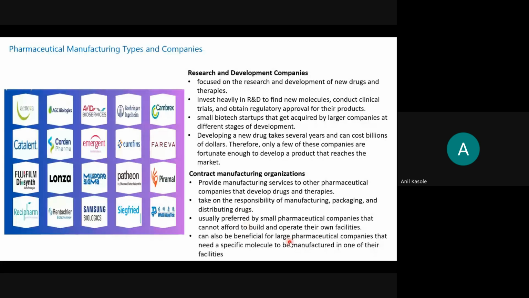So that's the reason they need specific molecules, meaning they cannot develop their own product. Whatever the big pharmaceutical company says, they follow and they develop the drugs for the other companies. It's a service company, but it's a pharmaceutical company. In this trend, it is called contract manufacturing.